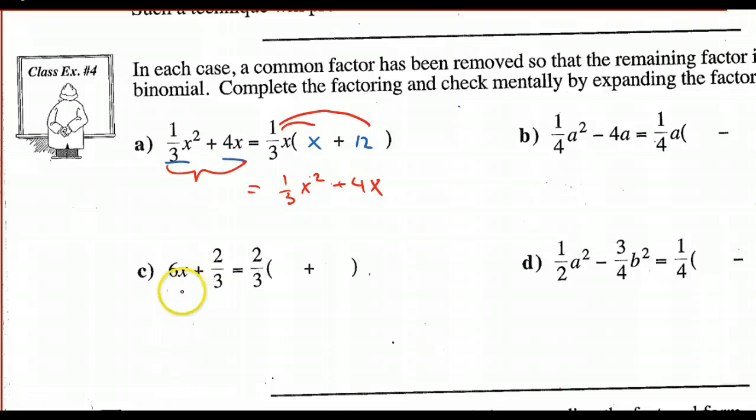All right, look at this one here. Okay, so 6x plus 2/3. When I factor out 2/3, well, this one is going to be 1. I can tell that fairly easily. But what's going to be on the left over here? That might be a little bit trickier.